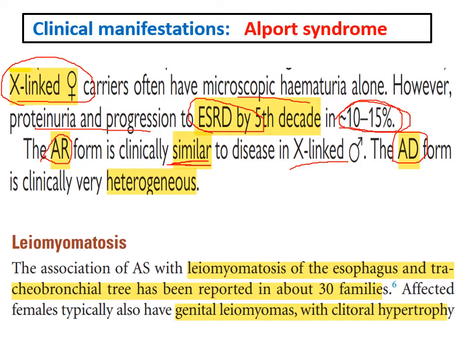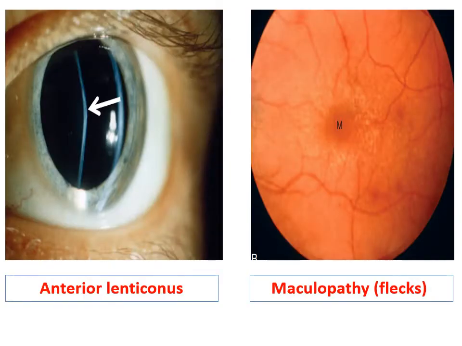Some families with Alport syndrome have associated leiomyomatosis of the esophagus and trachea, some with genital leiomyomas and clitoral hypertrophy. These are the eye abnormalities in patients with Alport syndrome: the famous anterior lenticonus, second is maculopathy or flecks, and the third abnormality is called corneal endothelial vesicles or posterior polymorphous dystrophy.